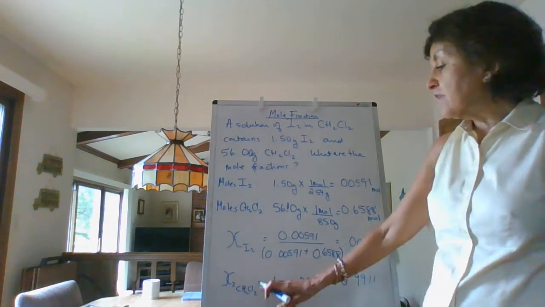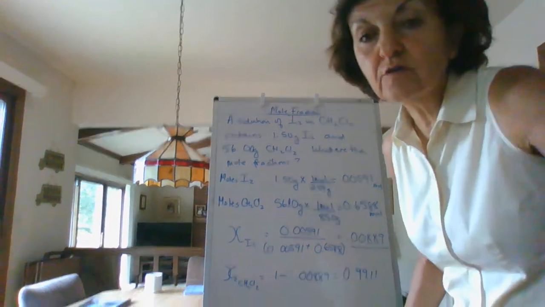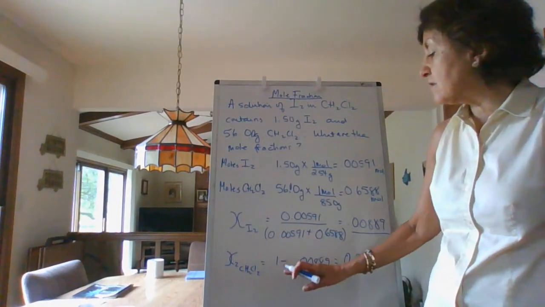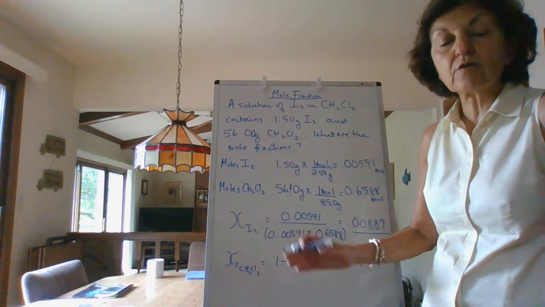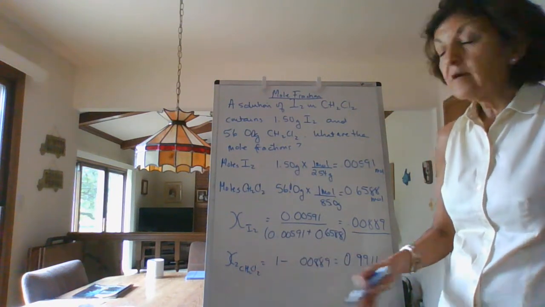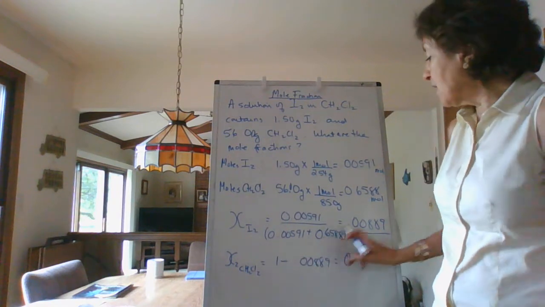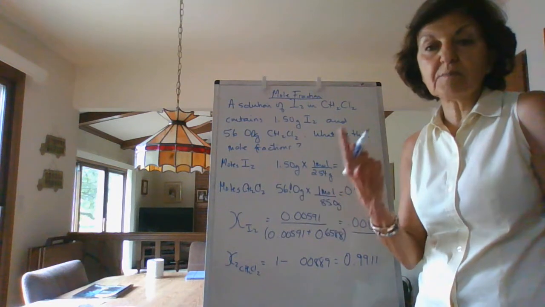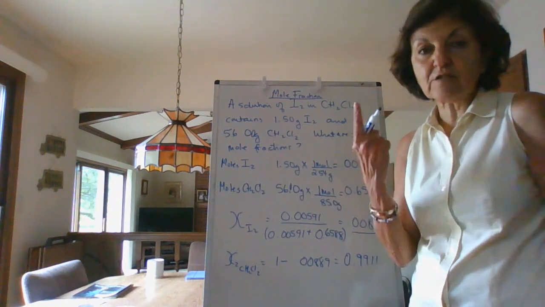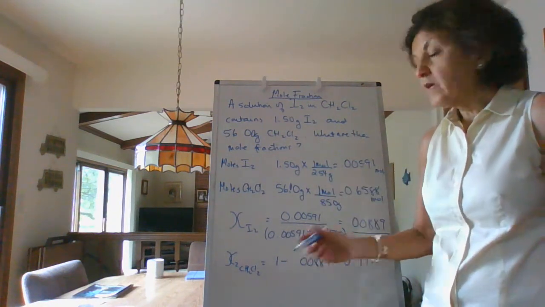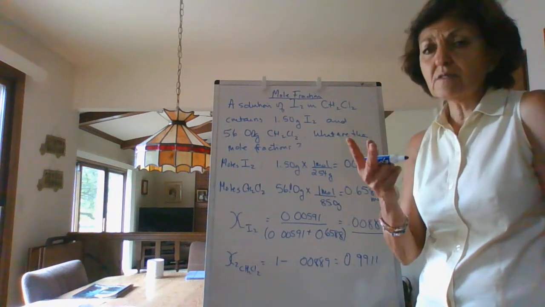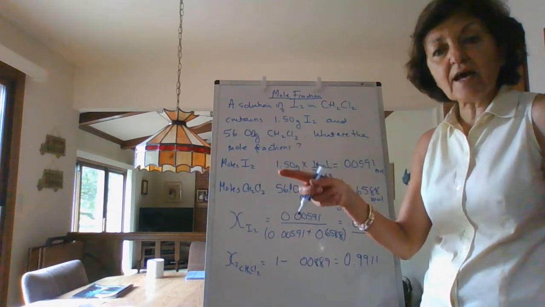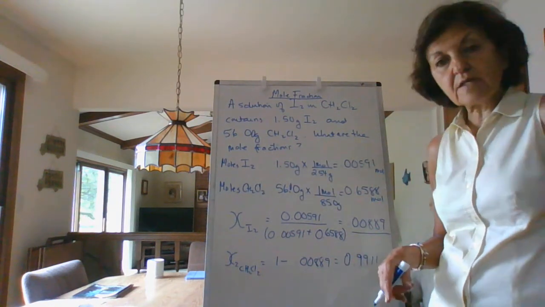And this would be the mole fraction of the iodine. Now, to get the mole fraction of the methylene chloride, you could do the same thing. You could put the moles of methylene chloride in the numerator and then the sum of all the moles in the denominator and press equals. Or all you have to do is go 1 minus this, because we know that when you add up all the mole fractions, you'll always get 1. So if you just have two substances, if you know the mole fraction of one, to get the mole fraction of the other, it's 1 minus that.